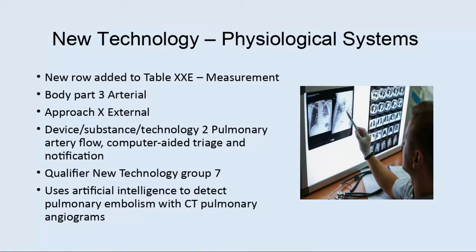Okay, so new technology and physiological systems. This is measurement, XXE. This is a new device, pulmonary artery flow, computer-aided triage, and notification. So this uses artificial intelligence to detect pulmonary embolism with CT pulmonary angiograms. And you can see that in the picture here.